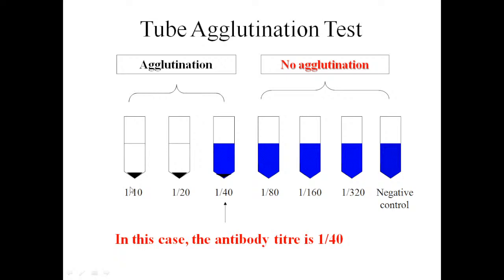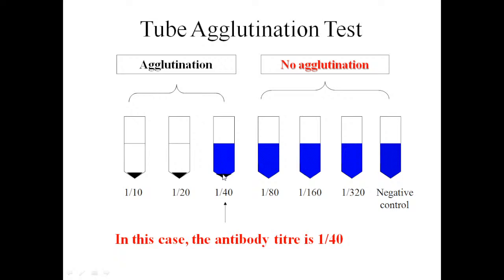In positive result, we can see the bottom, these flakes that are formed in the bottom of the tube. These are positive results. These are negative. We can't see the bottom here. How to detect antibody titer? We can see that this is a positive result. This is a negative result.